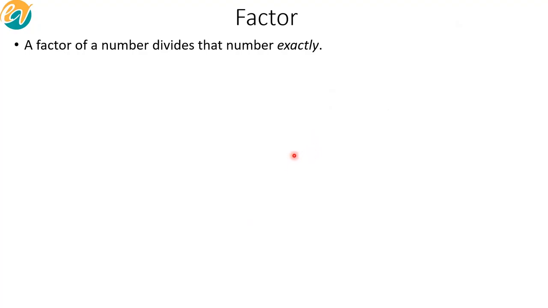A factor of a number divides that number exactly. For example, can you guys try doing this? Find the list of factors of 12. What are the factors of 12? So what are we looking for here? A number that divides 12 exactly.